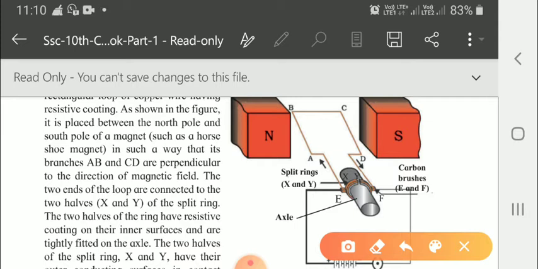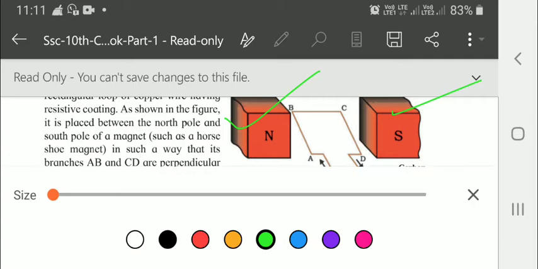Here, these are the North Pole and South Pole magnets. These magnets are kept here. We can use a horseshoe magnet also. Then this is the axle that we use. Here, I'll show with a different color.